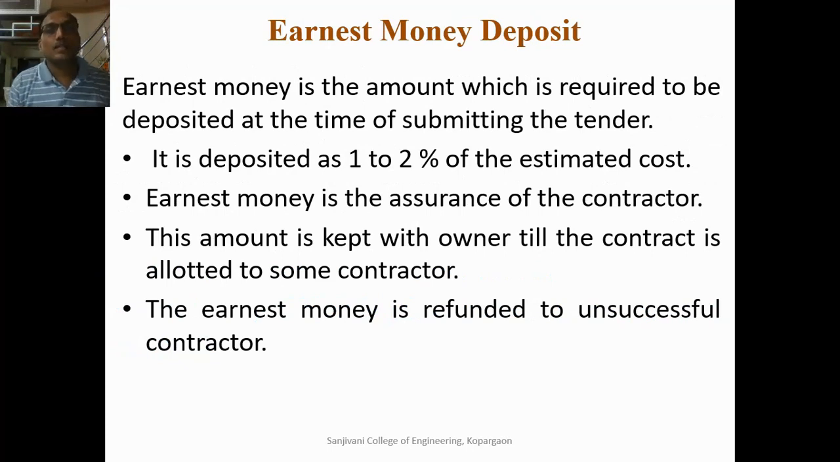Now coming to other parameters: earnest money deposit. Earnest money is the amount which is required to be deposited at the time of submitting the tenders. If earnest money is not submitted, maybe in the form of a check or a DD, in that case that tender is rejected. It is deposited as 1 to 2% of the estimated cost of the work.